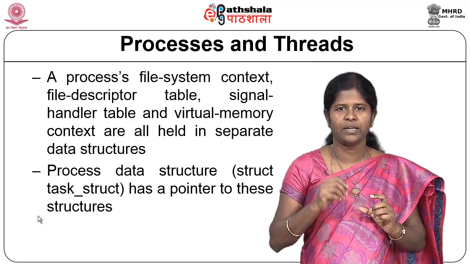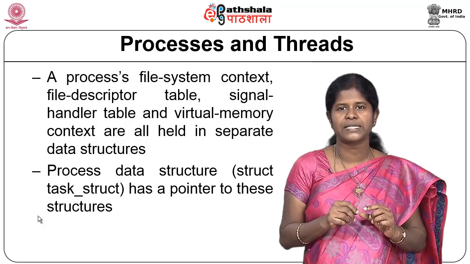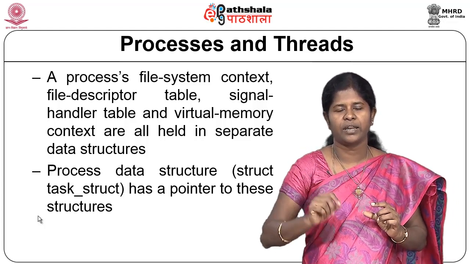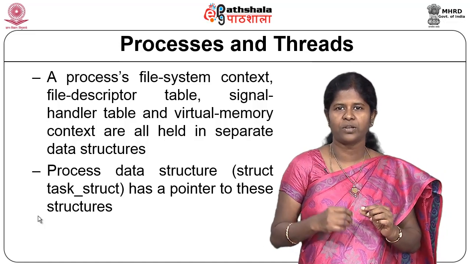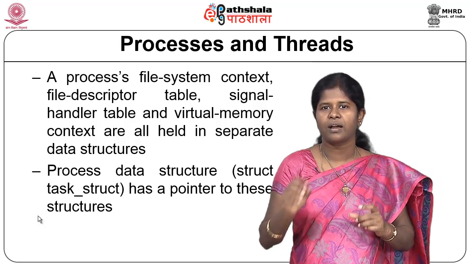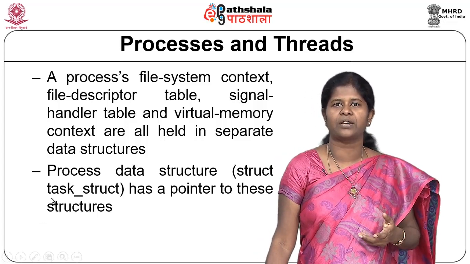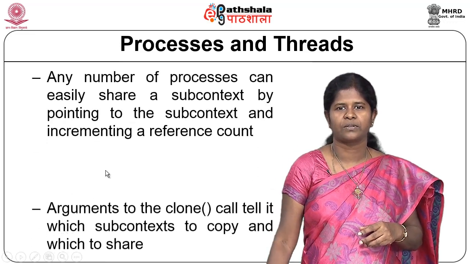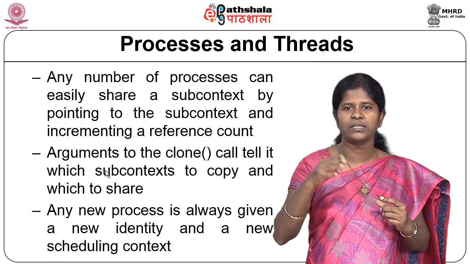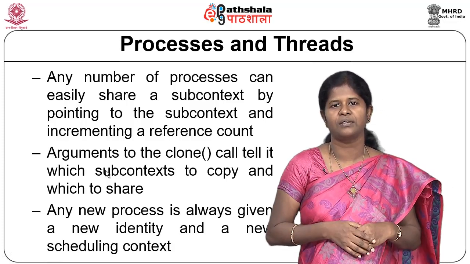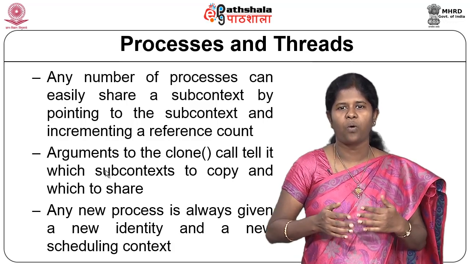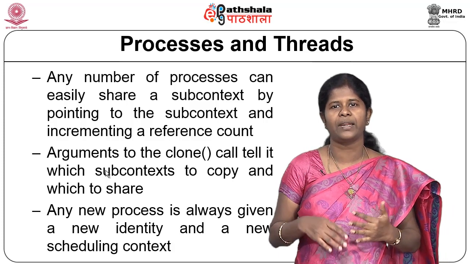So, when you are using a clone with some flag set, then we know which structure has to be shared and which need not be shared, for which you need to make a copy. If it can be shared, then you just have a pointer to that particular structure, maybe by incrementing some reference count. So, any number of processes can easily share a subcontext by just pointing to that subcontext and incrementing the reference count. The arguments to the clone actually tell which subcontexts have to be copied and which to share.